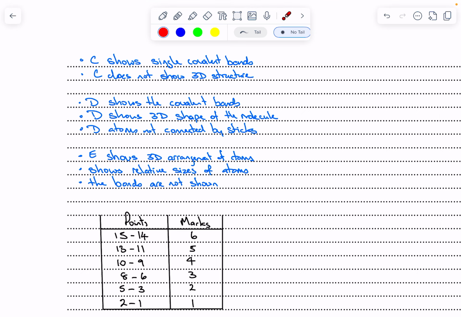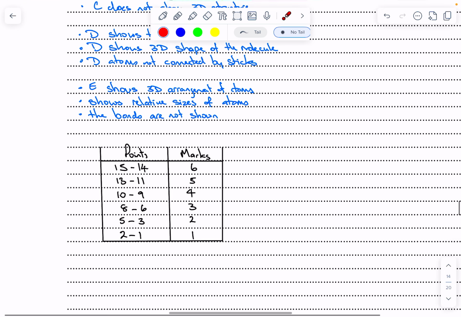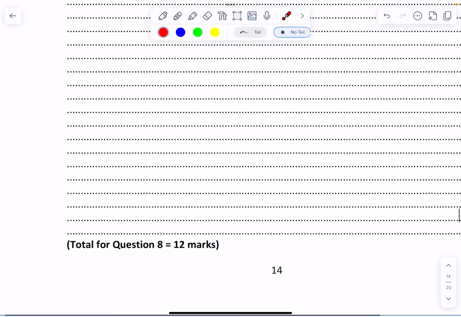If you count those up, there's 15 bullet points. So what I've done here is create a table with the ranges in. So if you've got over 14, give yourself 6, and so on and so on as you go down here to get a total for that particular question.